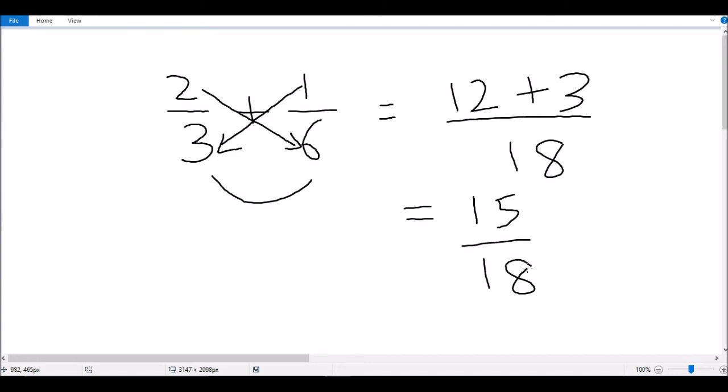Now with this example here, with the answer 15/18, we can actually simplify this fraction further, right? So what's the highest common factor of 15 and 18, right? We have 3, so 3 goes into 15 how many times? 5 times, and 3 goes into 18 how many times? 6 times. So we can actually go ahead and simplify this fraction. So from 15/18 it becomes 5/6.